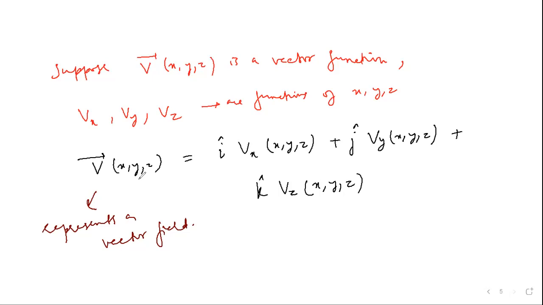Now we can form two useful combinations of del and V. One combination is called divergence of V, which is written as div V, or del dot V. That means divergence of V is what? Just like a dot product.